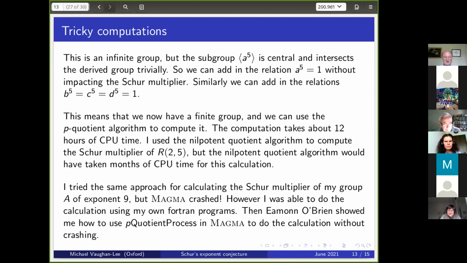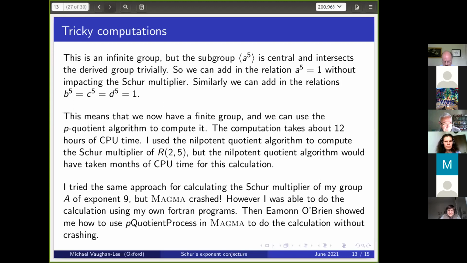I think Magma and GAP have C versions of the P quotient algorithms inside them, and I think they work fine. But when the group that they produce is exported to the main Magma system and translated into Magma language, as opposed to P quotient algorithm language, that's where it crashed. But that's a technical issue.